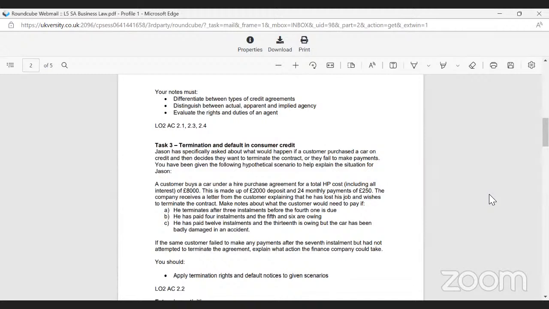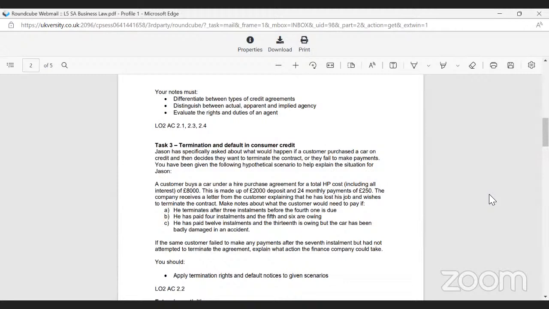It was learning outcome 2. We looked at the different types of credit agreements, and they're the ones you need to go through. Things like hire purchase, hire agreements, conditional sale agreements, and finance options. We looked at them in learning outcome 2. So you must look at differentiating between the terms of credit agreements.